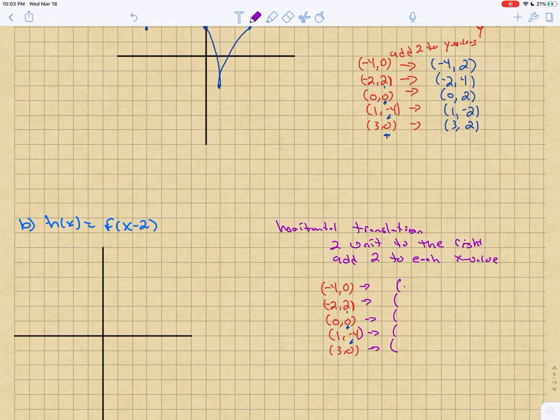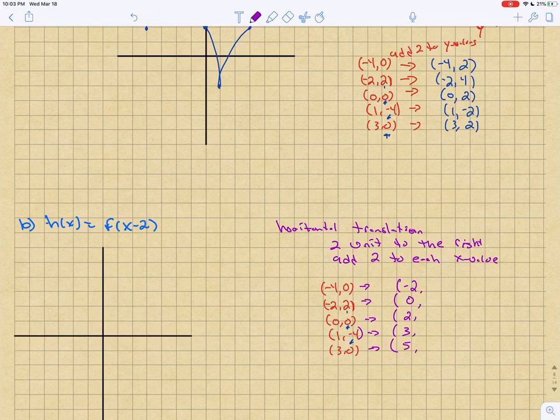So adding 2 to -4 makes it -2, sorry, -4 plus 2 is -2. All right, -2 when I add 2 to it is 0. When I take 0 and I add 2 to it, I get 2. When I take 1 and I add 2 to it, I get 3. When I have 3 and I add 2 to it, I get 5.